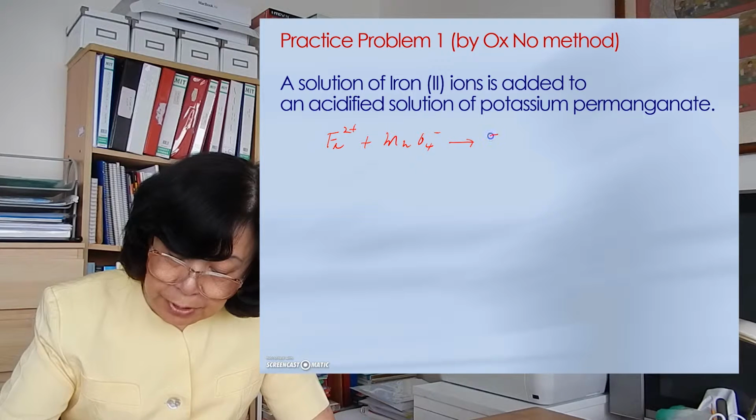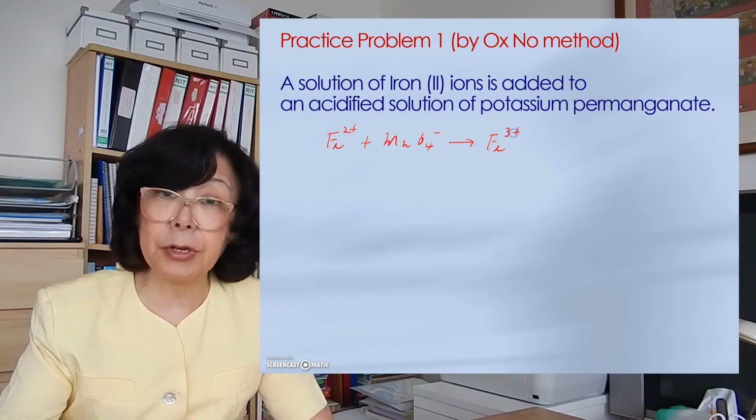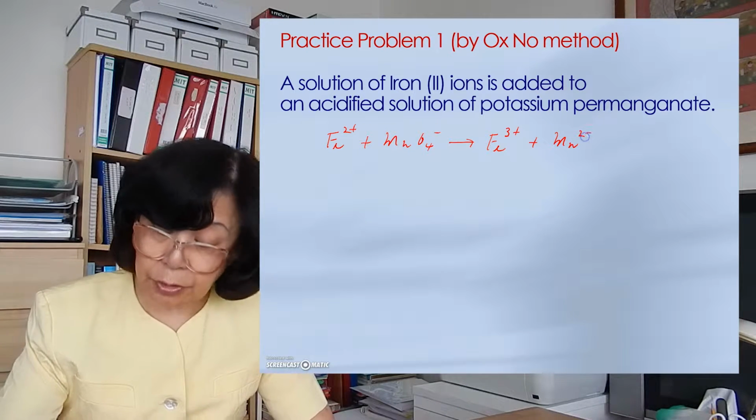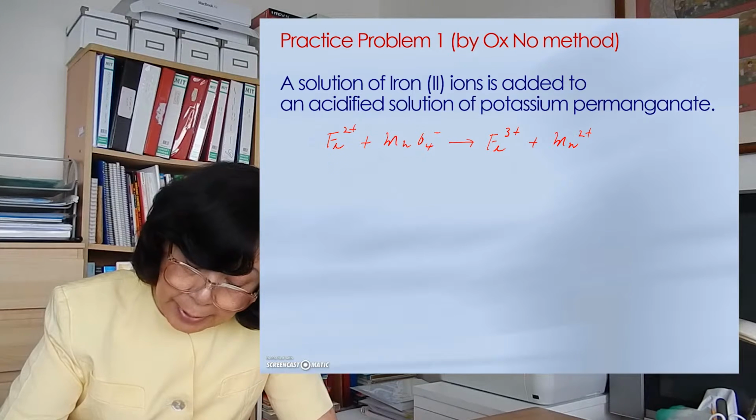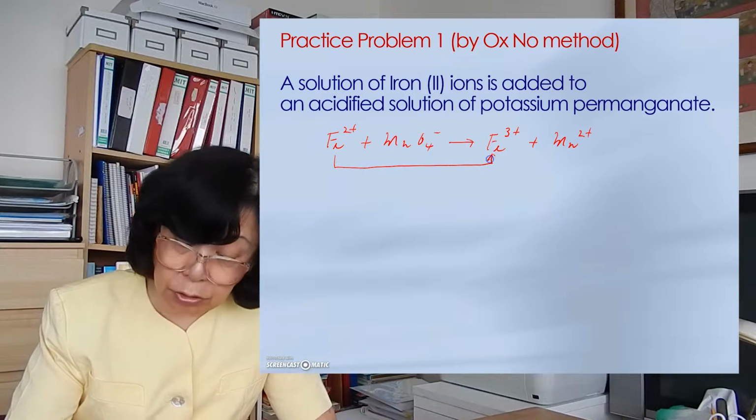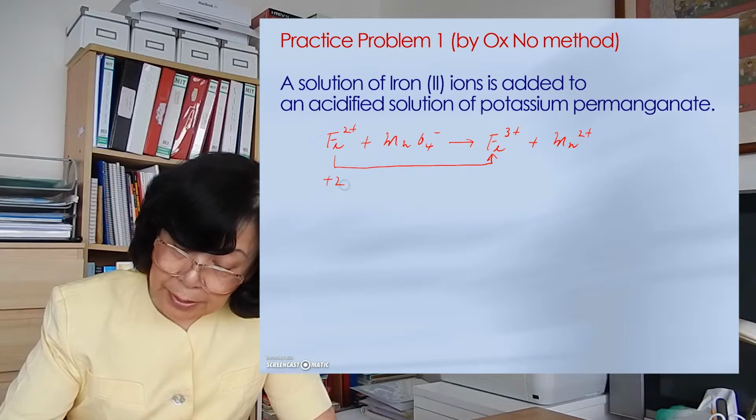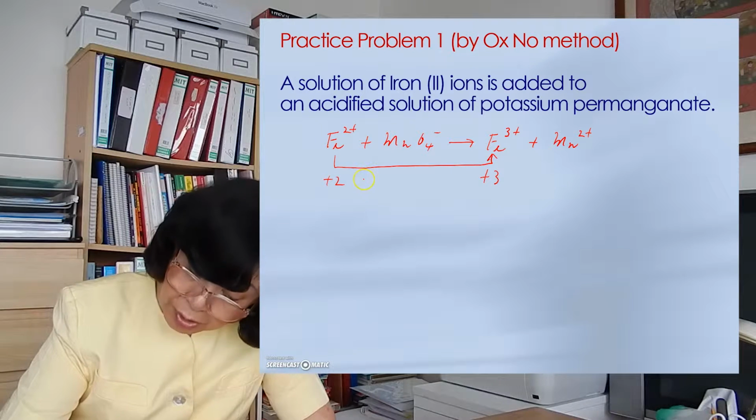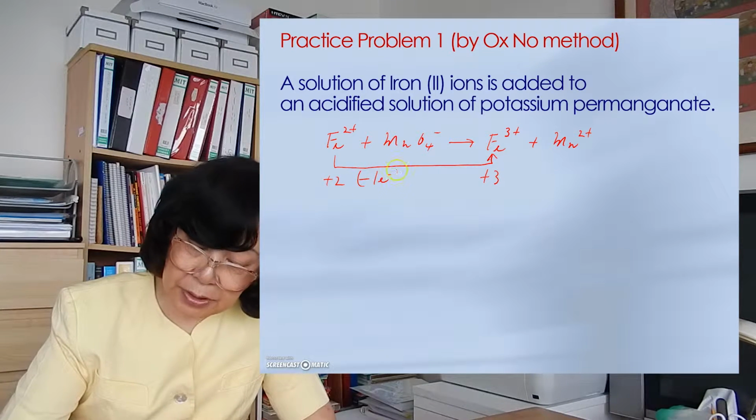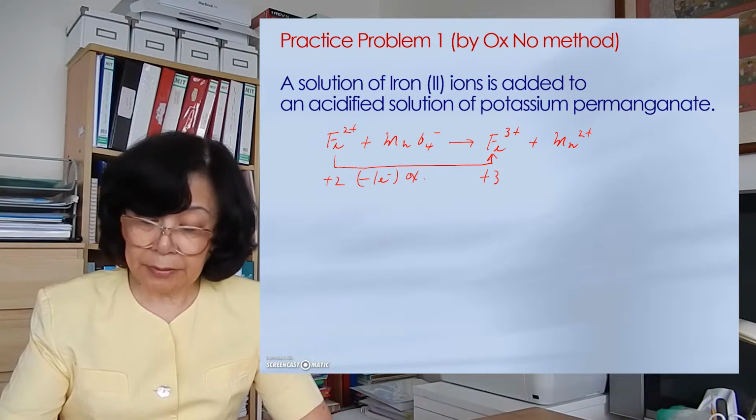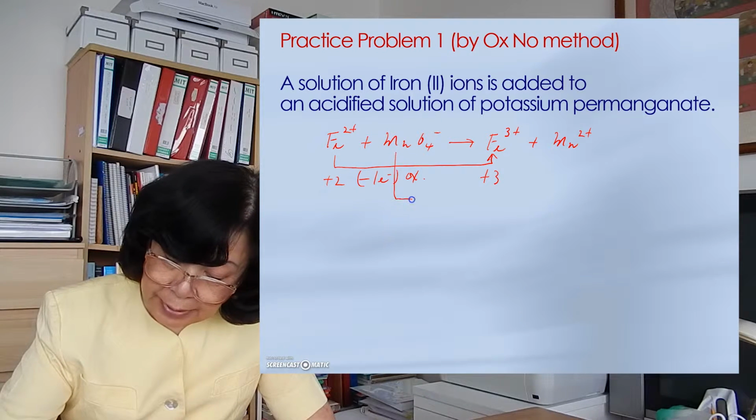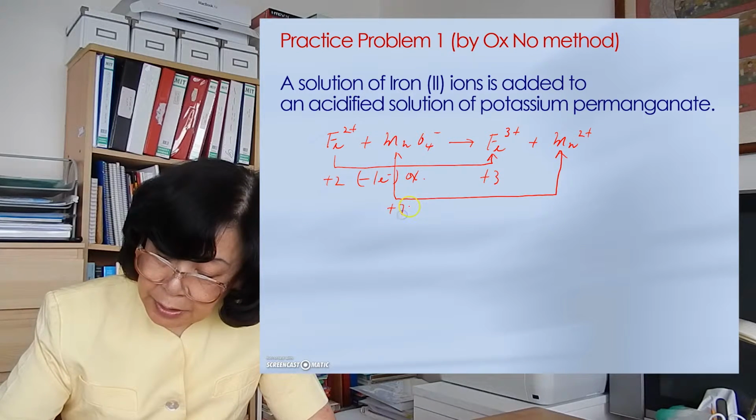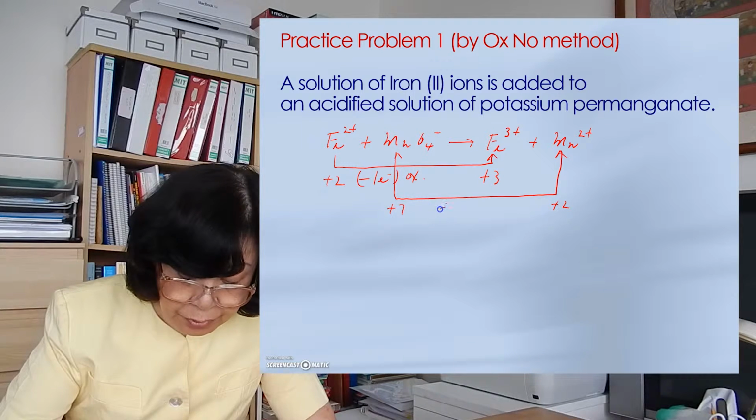This Fe2+ will be oxidized into Fe3+ ion, and the permanganate ion will be reduced into Mn2+ ion. So now we look at the total oxidation number change. For iron, it has gone from +2 to +3. That means it has lost 1 electron. Losing electrons is oxidation, so we put OX over here. Now the other species of interest is the permanganate ion. So the oxidation number here is +7, here is +2. That means it gained 5 moles of electrons.